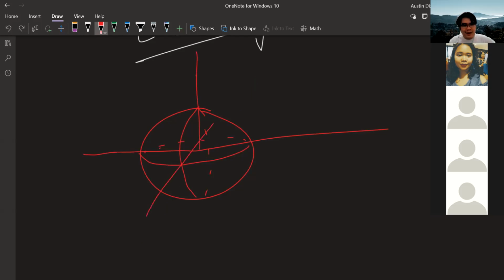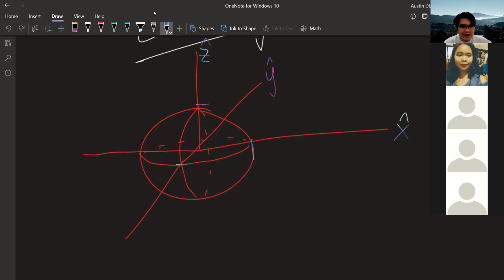Mas maganda rin na i-color code yung system nyo para mas madali namin tignan. Lalagyan nyo dapat ng label. Y hat, Z hat. Tapos, anong radius nito?